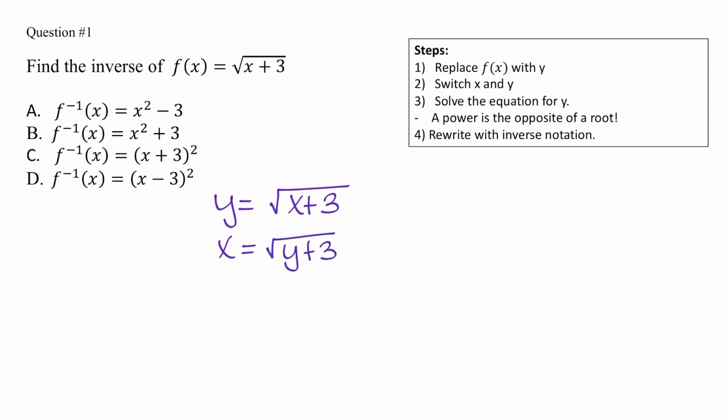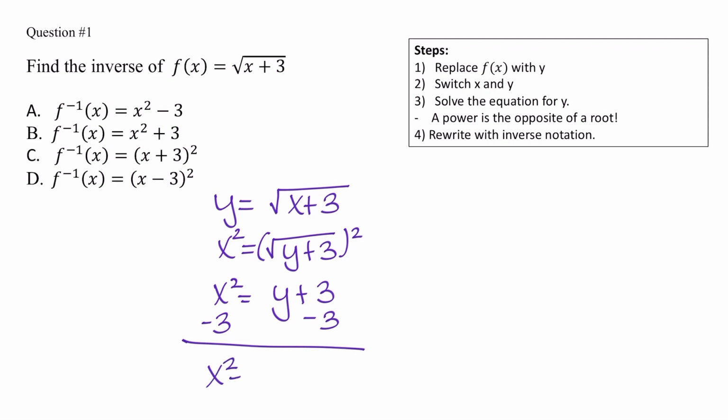And so now to undo this and get y by itself, we're going to go ahead and square both sides of the equation. So when you square both sides, we get x squared equals y plus 3. And remember, now we need to solve this equation for y, so I'm going to go ahead and subtract 3 from both sides. So when I subtract 3 from both sides, I end up with x squared minus 3 equals y, which if I rewrite using inverse notation, I get answer A.